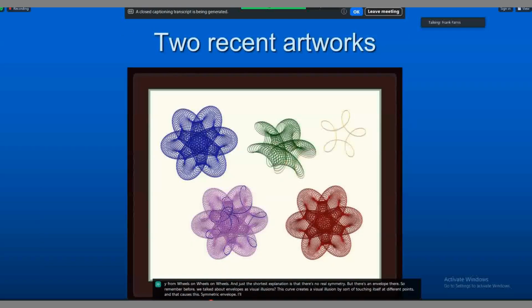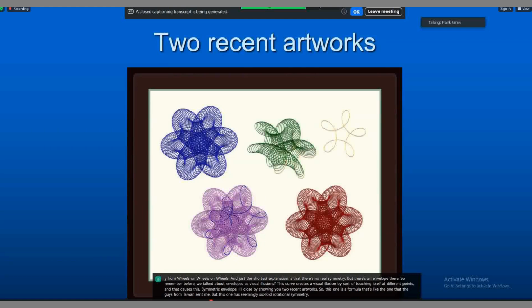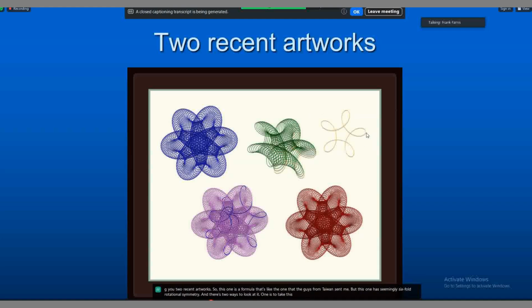I'll close by showing you 2 recent artworks. This one is a formula like the one that the guys from Taiwan sent me, but this one has seemingly 6-fold rotational symmetry, and there are 2 ways to look at it. One is to take this loopy thing with 5-fold rotational symmetry and repeat about 50 copies of it in a very specific way. That makes the blue shape here.